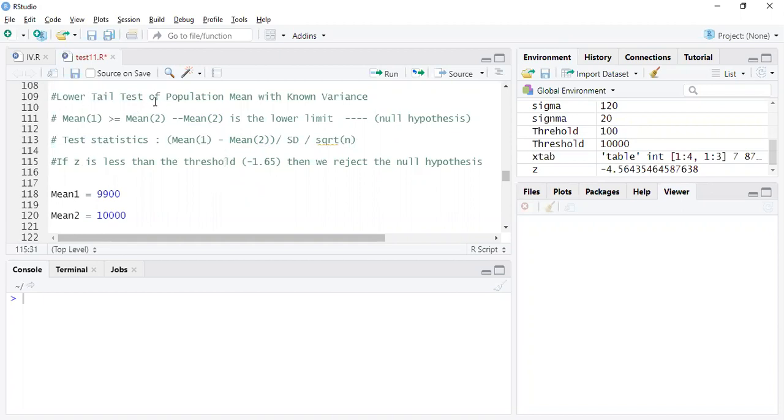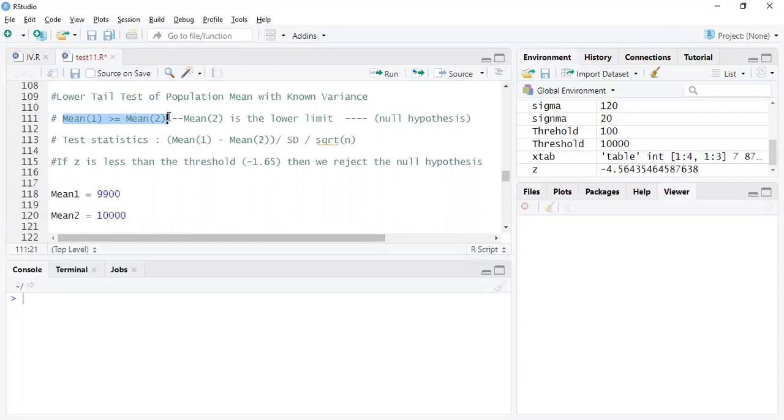So, lower tail test of a population with known variance. We know the variance of it, and we'd like to compare the population mean of one population with some sort of a limit. The limit here is the mean of another population, and we want to know whether the mean of population 1 is greater than or equal to the mean of population 2. Now here it's not equal to, it is one-sided: we'd like to know whether it's greater or not.